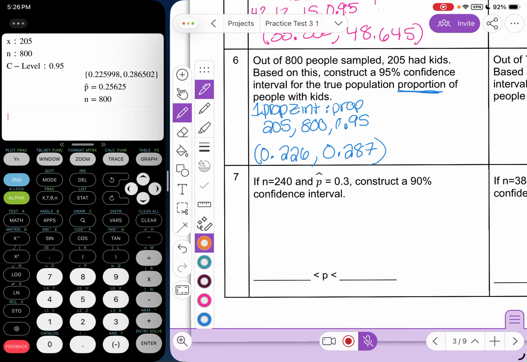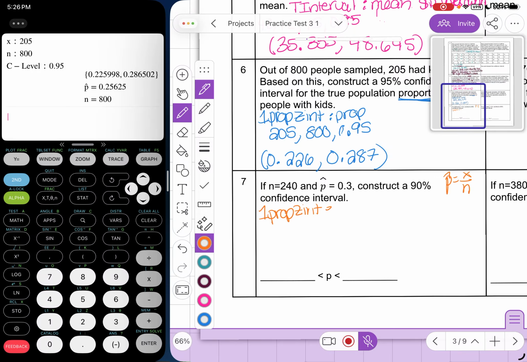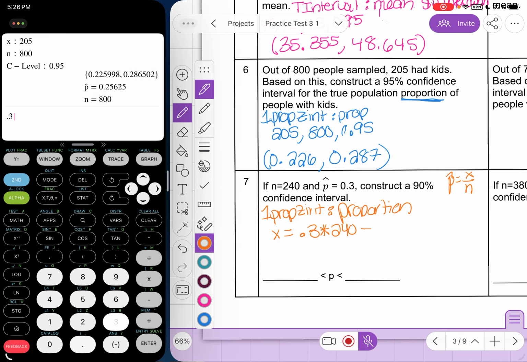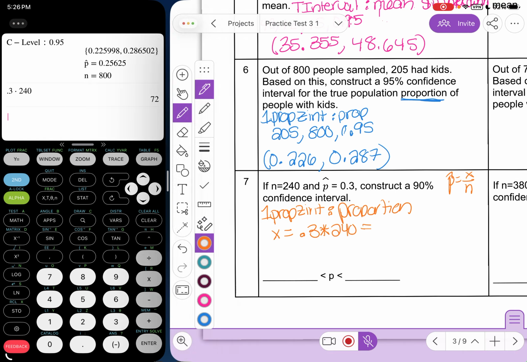If n is 240 and p hat is 0.3, remember p hat is x over n, construct a 90% confidence interval. So this is the same question. We're doing a one prop z int because it's giving us a proportion. So we have to find x because it gave us the percent. So x is 0.3 times 240, 72.